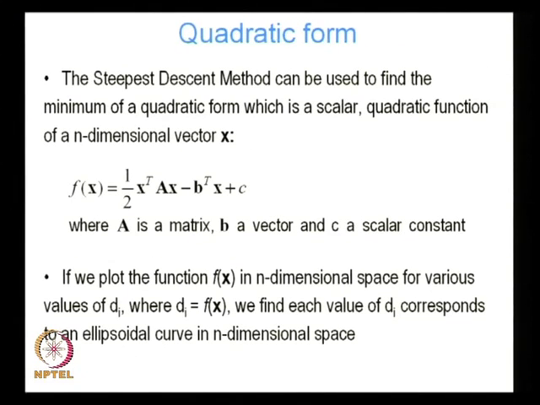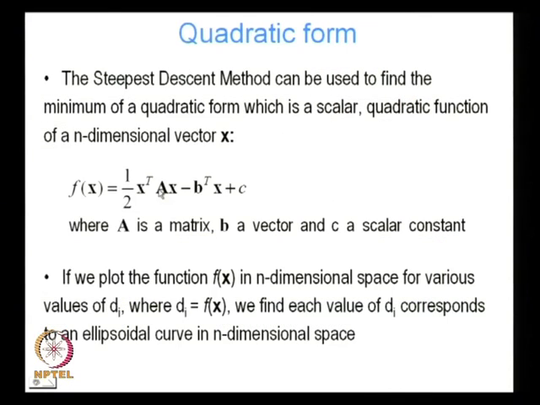The steepest descent method can be used to find the minimum of a quadratic form. What is a quadratic form? It is basically just a generalization of the simple quadratic equation in one variable that you are accustomed to, ax square plus bx plus c. That is your typical quadratic polynomial of order 2. Quadratic form is just a generalization of that to multidimensional vectors, to a multidimensional space.